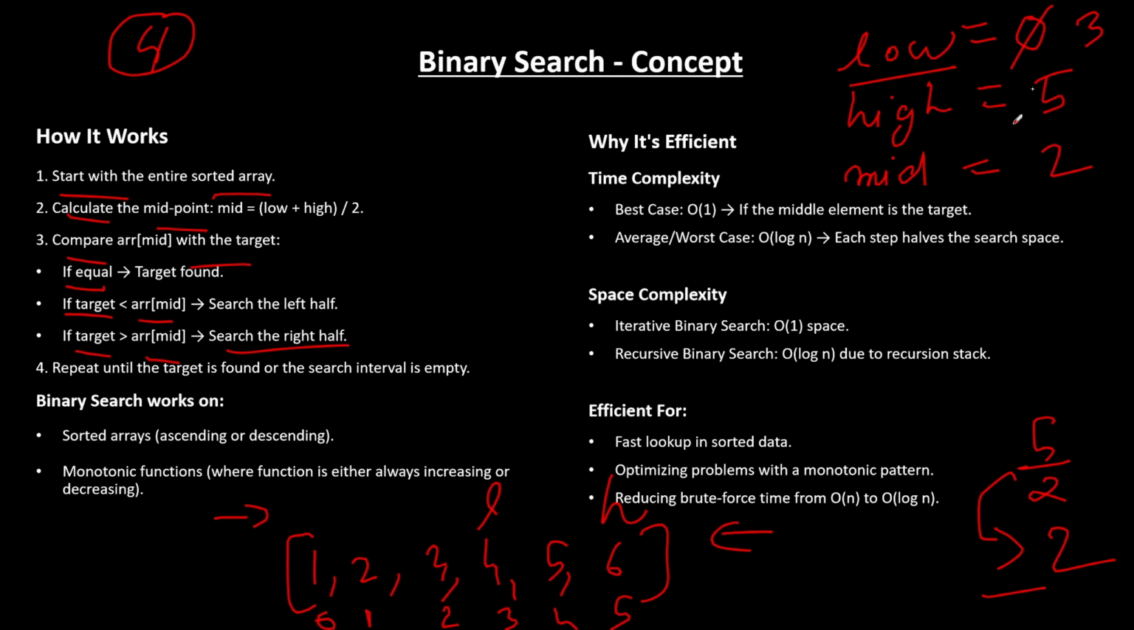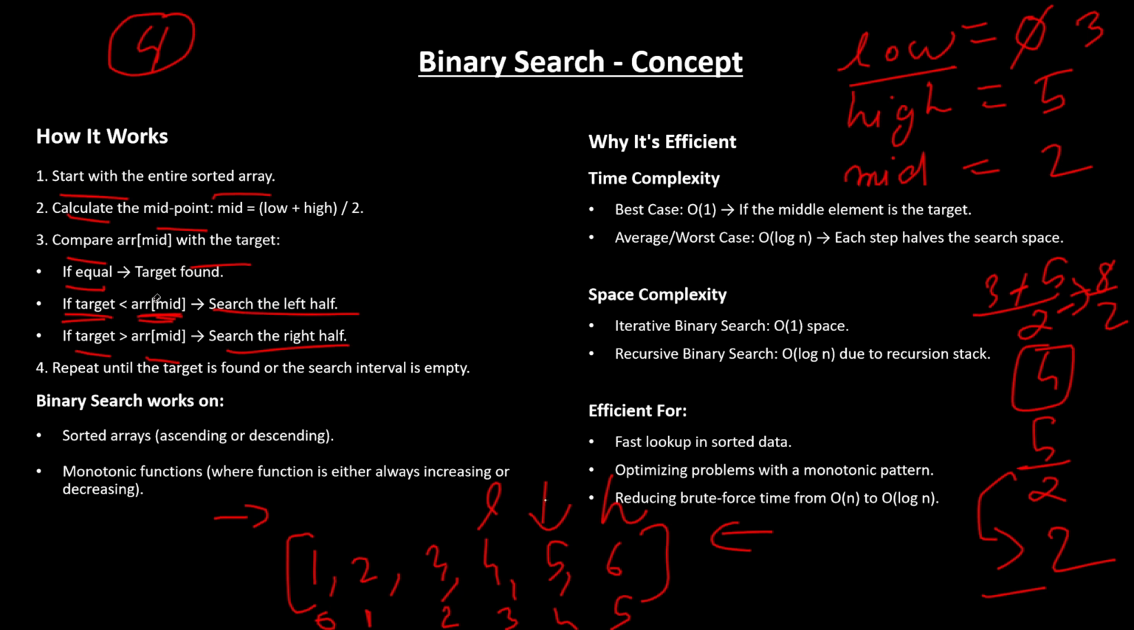Now you will calculate this mid value again. 3 plus 5 gives us 8, 8 divided by 2 gives us 4. So the mid value for this range is this. You come here, 5. Now you will check that this 5, array of mid, is greater than the target value. Now what we'll do is search the left half of the range.